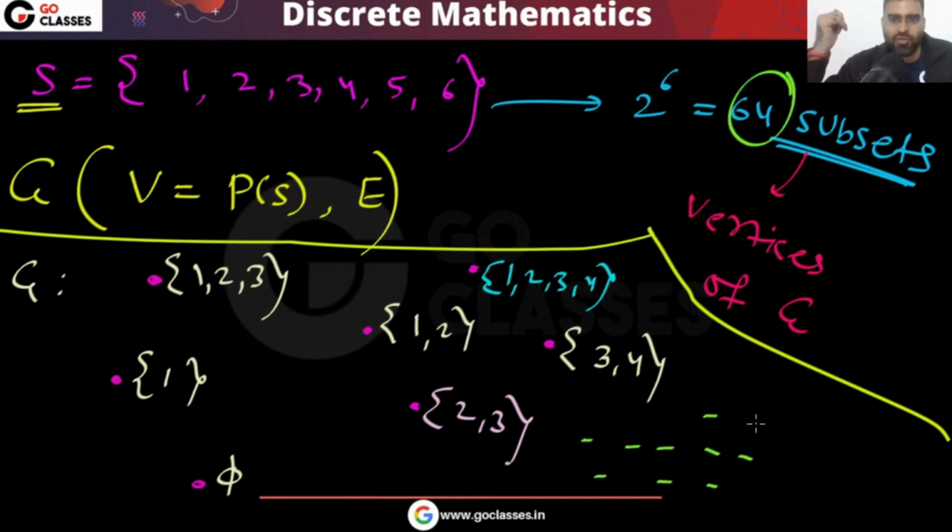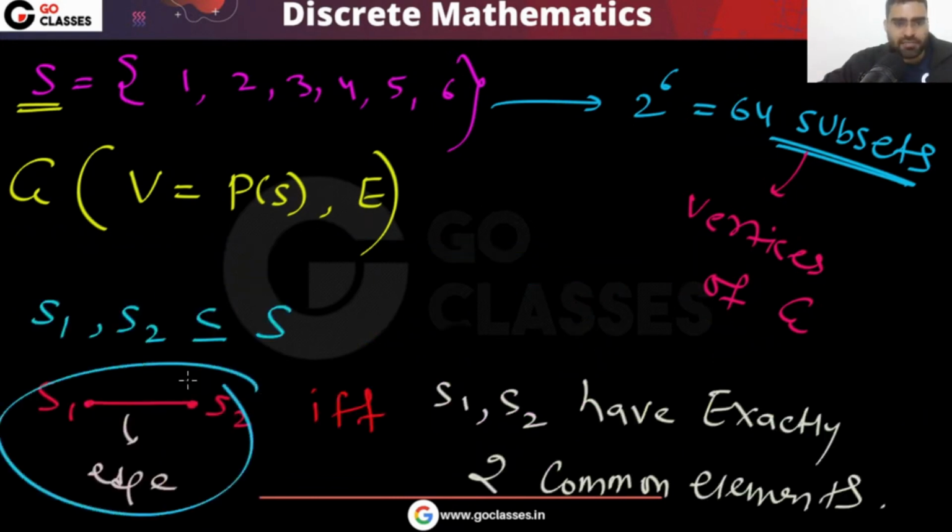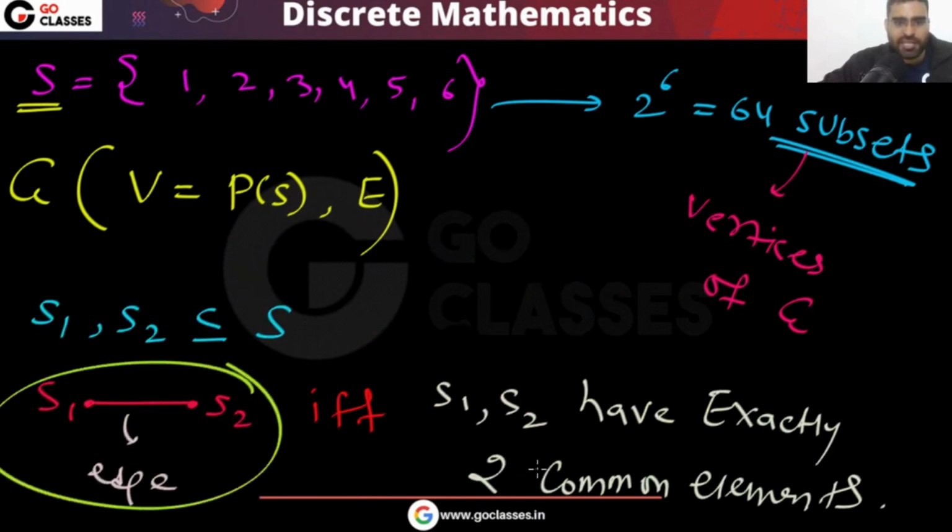There will be many more vertices. So you tell me which of them are adjacent. Can you tell me which of them are adjacent? You can easily see that this can never be adjacent to anyone. Do you agree that this can never be adjacent to anyone? Because if two vertices are adjacent, what it means? It means they have exactly two common elements.